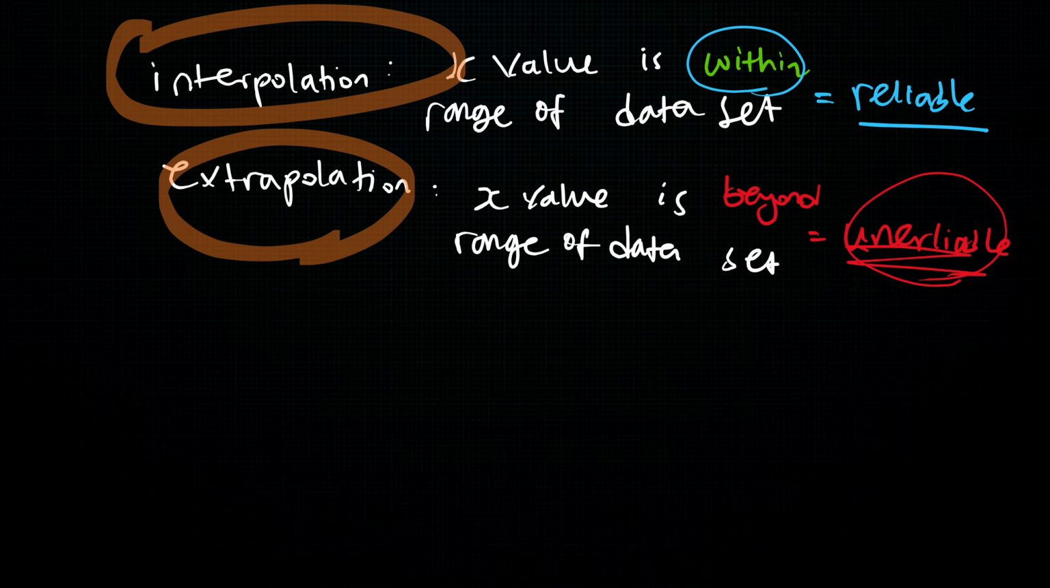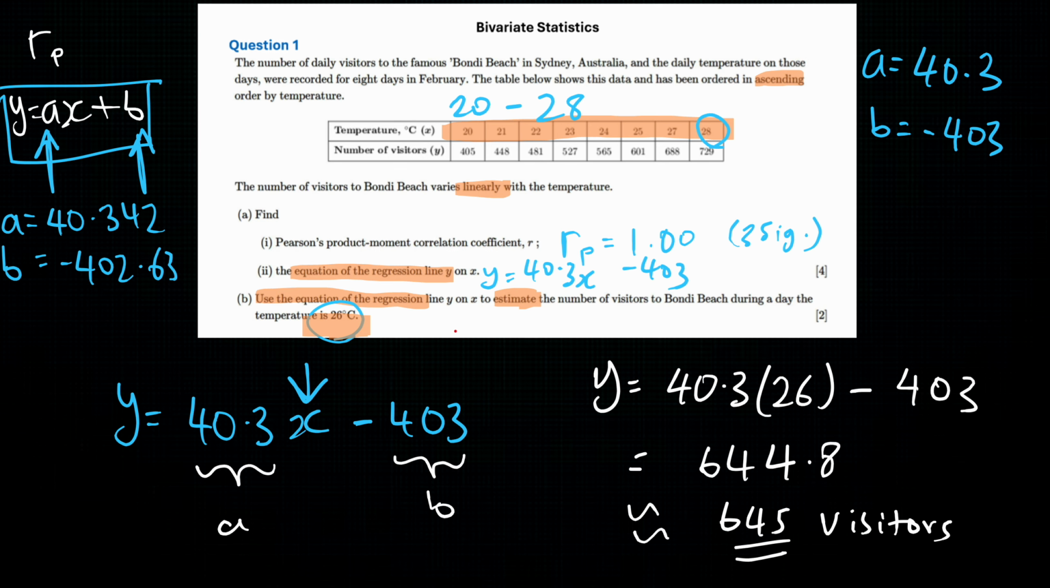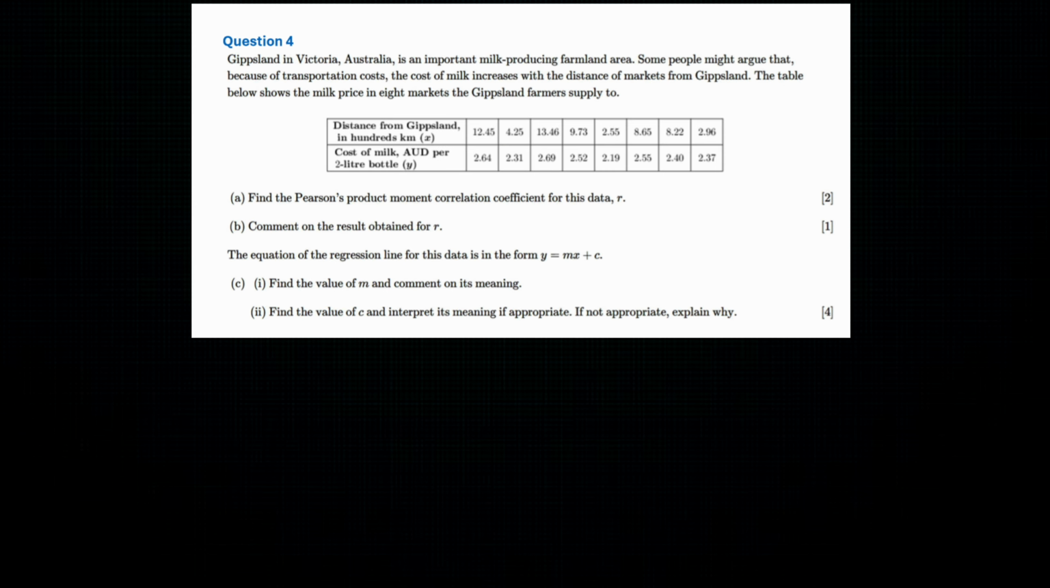So for example, in the context of this question, if we inputted a temperature of 32 degrees Celsius, because it's beyond the range of the data set, we don't know if this relationship between x and y values continues all the way up to 32. Hence, we can still use it to calculate, but it's going to be a rough approximate. There's no guarantee. All right, let's move on to the next question.